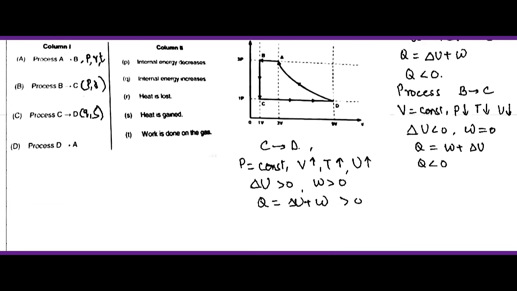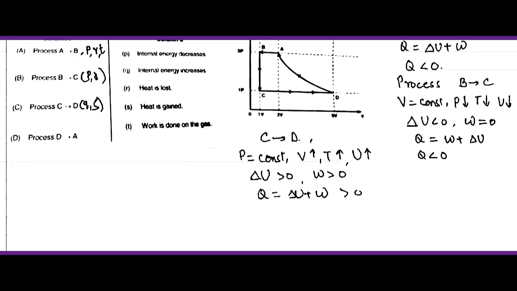Now first we need to find out which sort of process DA is. For that we need to find out the temperature at these points. So let us try to find out the temperature at A. Since this is a 1 mole gas, we can apply the ideal gas equation. So that will be PV divided by R. We need not put in the values. Simply we can see that at A, the pressure is 3P and the volume is 3V. So T will be 9PV divided by R.